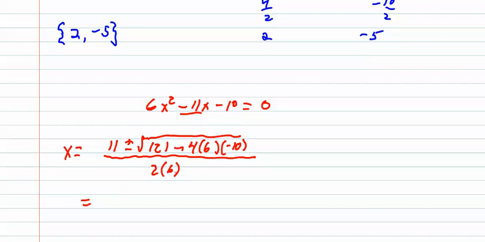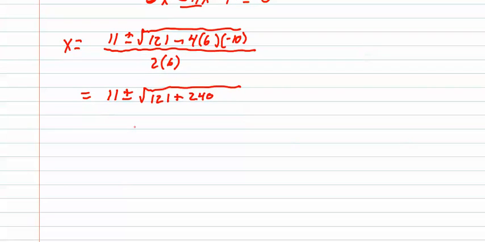All right, let's start cleaning this up now. We have 11 plus or minus square root of 121. And again, negative times negative is positive, plus 240. All over 12. 2 times 6 is 12.